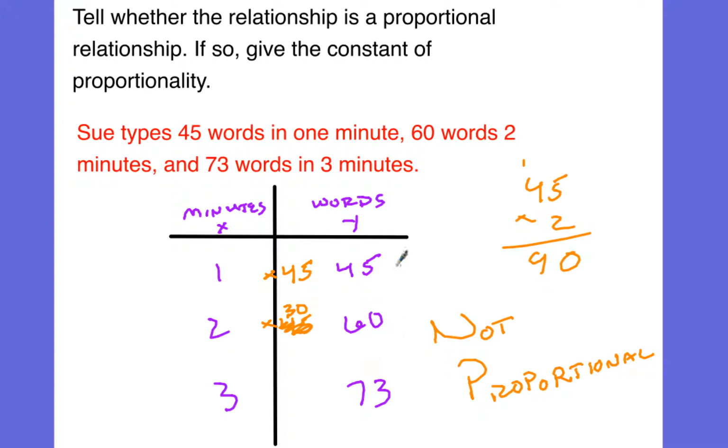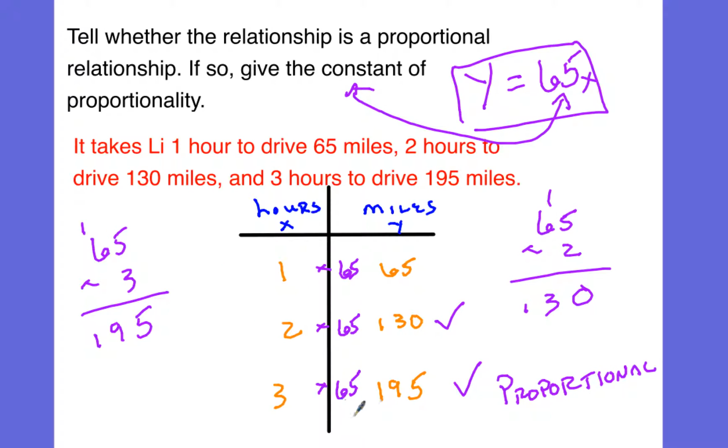Okay, and that's it. So what we're doing is we're taking situations, we're making input-output tables out of them, and then we're going to determine whether or not the relationship is a proportional relationship. Okay, and if so, we find that constant of proportionality, which is the rule that is consistent throughout.